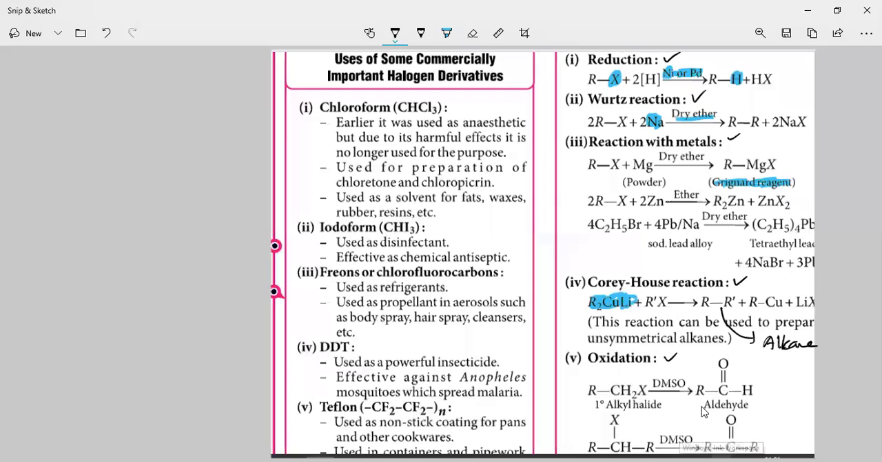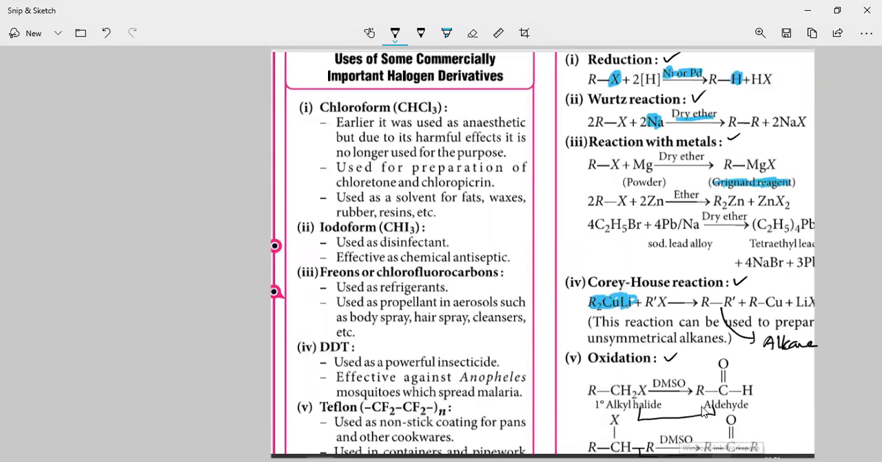Okay, oxidation. Alkyl halide upon treatment with DMSO, what you are going to get? Aldehyde. Next, secondary alkyl halide upon treatment with DMSO, dimethyl sulfoxide, you are going to get ketone. Primary alkyl halide will give aldehyde, secondary alkyl halide will give ketone.